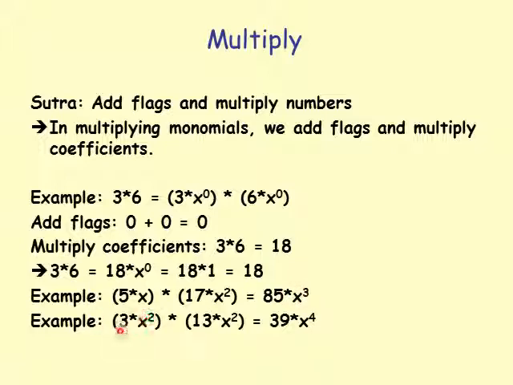Let's continue with another example here. 3x squared is the multiplicand and 13x squared is the multiplier. So the flag value is 2 plus 2 is 4, so x to the fourth in the result. And the coefficients are 3 times 13, which is 39. Let's continue here. So the result is 39 times x to the 4th power.